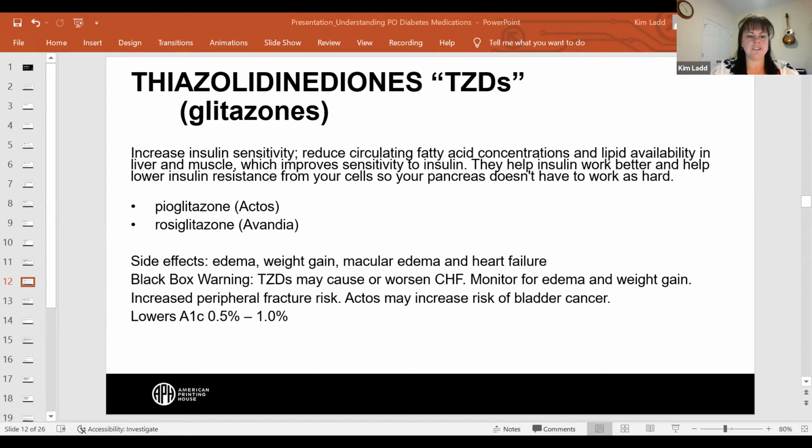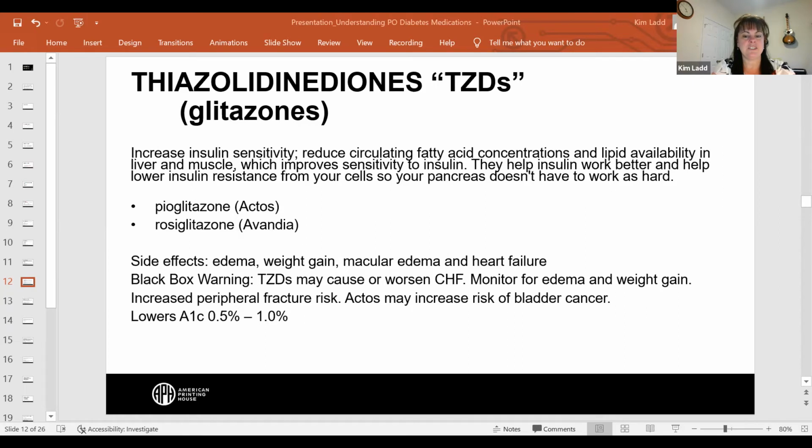So these medications increase insulin sensitivity in your body. They reduce circulating fatty acid concentrations and lipid availability in your liver and muscle, and this improves sensitivity to insulin. Basically, they help insulin work better, and they help lower insulin resistance from your cells, so your pancreas doesn't have to work as hard. These medications are pioglitazone, known as Actos, and rosiglitazone, known as Avandia.